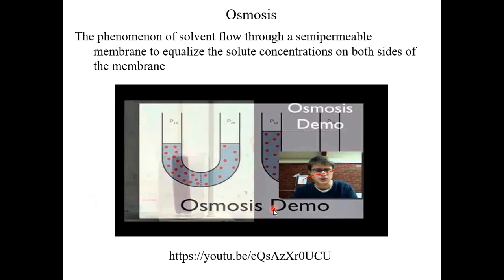In this video, we're going to be talking about osmosis. Osmosis is a process in which phenomena flow through a semi-permeable membrane, which means only certain things can go through that membrane, to equalize solute concentrations on both sides of the membrane. This is something that you should have heard about a lot in biology because most biological systems use osmosis for water transport across cell membranes.